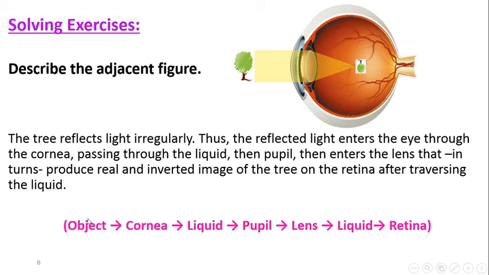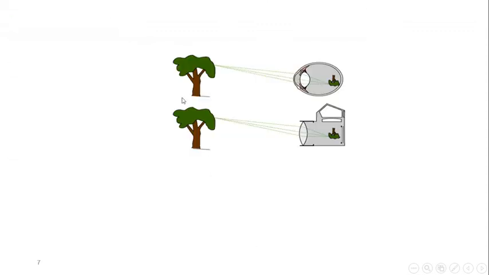Let's see. So we have this object, this is the tree. The reflected light will enter through the cornea, passing through the liquid, then the pupil, then enters the lens, which in turn produces a real and inverted image of the tree on the retina, but this happens after traversing the liquid. Second question.